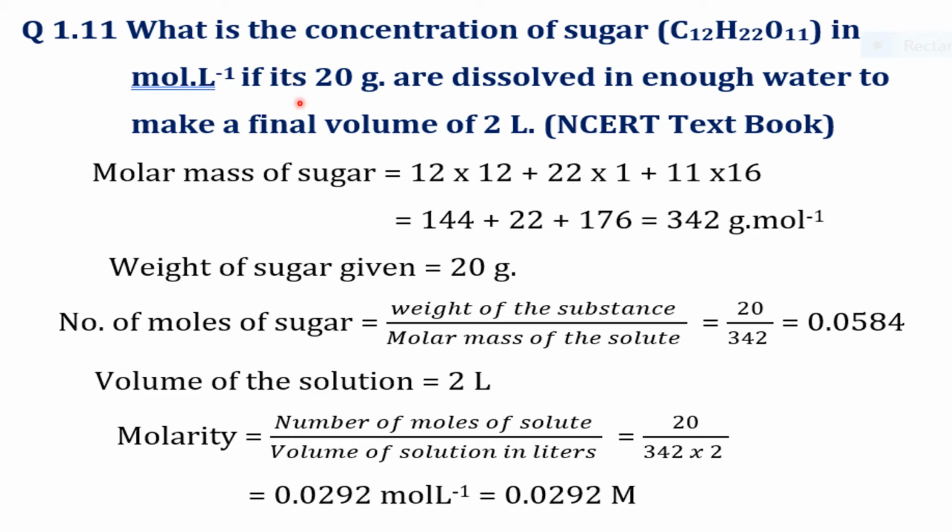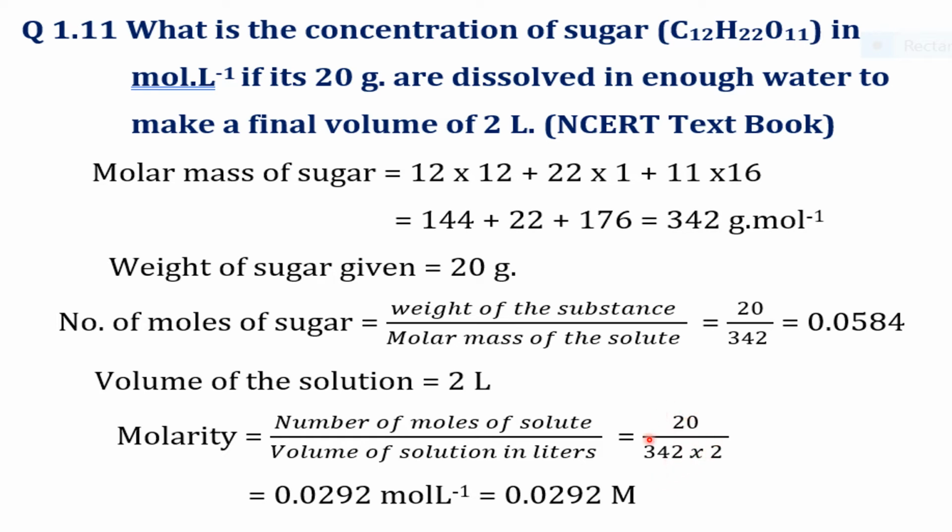Now the weight of the sugar given in the solution is 20 grams. The number of moles of sugar present in 20 grams equals weight of the substance by molar mass. So 20 by 342, which is equal to 0.0584 mole. Now the volume of the solution given here is 2 liters. Molarity equals number of moles of solute by volume of the solution in liters.